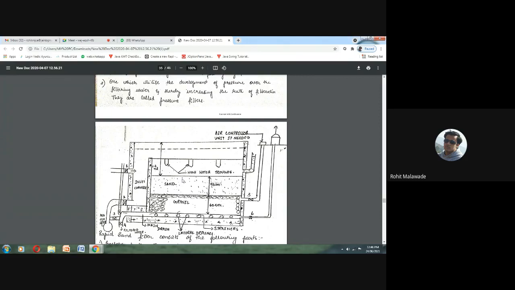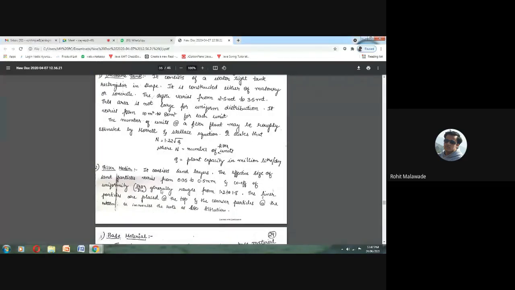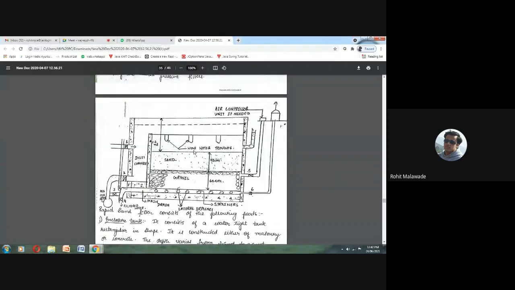So here, due to the increased sand size, what is happening? The rate of filtration is increasing. The rate at which the water is getting percolated is going to be increased. The rate of filtration is increasing because of the increased size of the particle, and the depth that we are going to maintain here is a 75 centimeter layer.